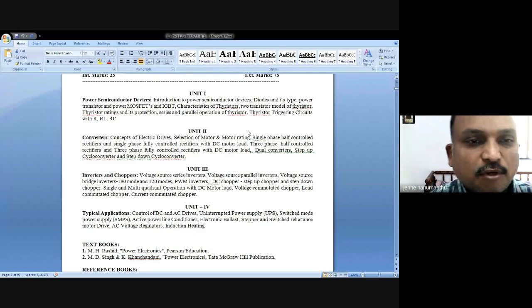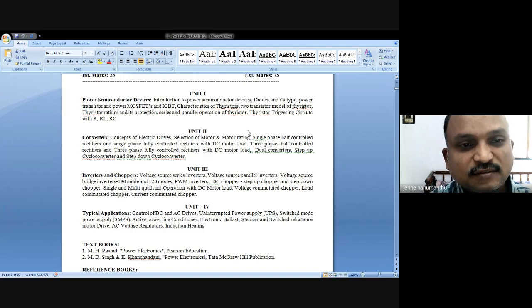Last class we discussed chapter one. In that, the basic concepts like what are power semiconductor devices, what is simple diode operation, and what is a power transistor. That means what is MOSFET and what is IGBT, right? And what do you mean by SCR? That means thyristor. How do we represent the thyristor in terms of the two transistor model, isn't it?